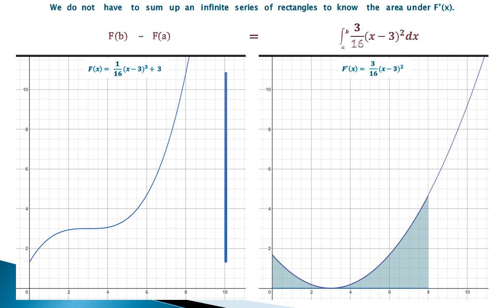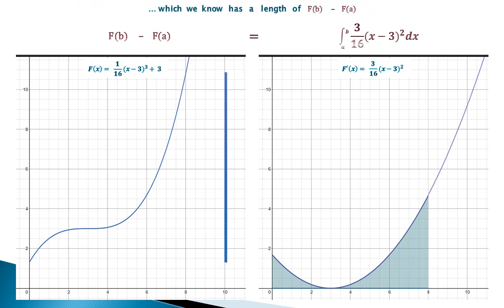We do not have to sum up an infinite series of rectangles to know the area under f prime of x. We can merely replace that infinite sum of rectangles with an infinite sum of dy's, which we know has a length of f of b minus f of a.